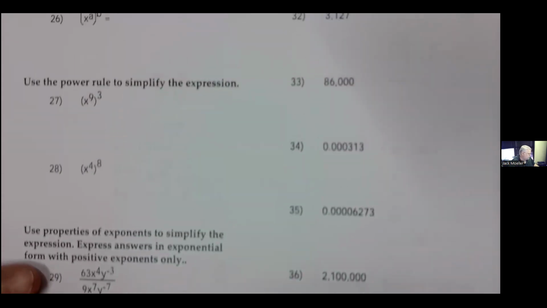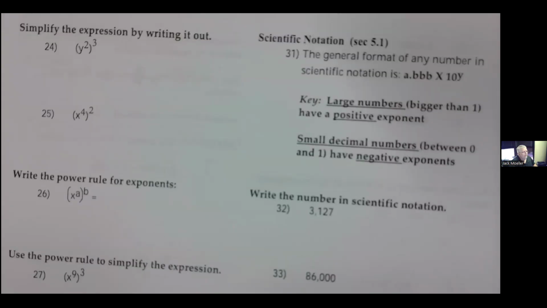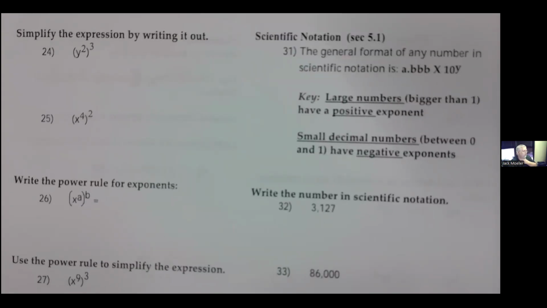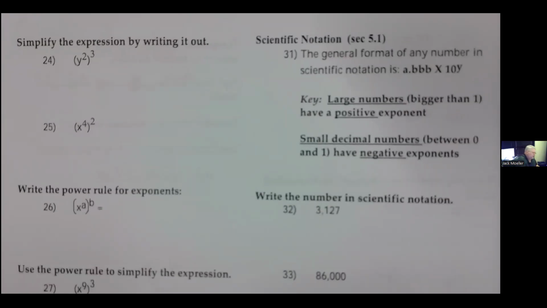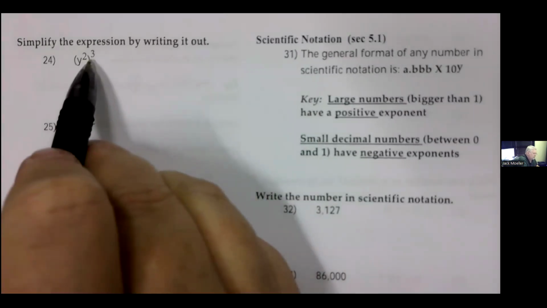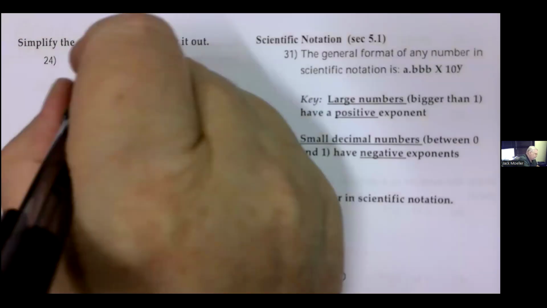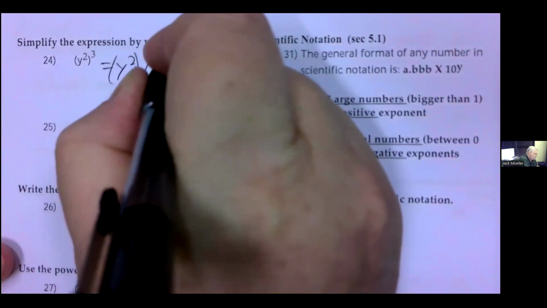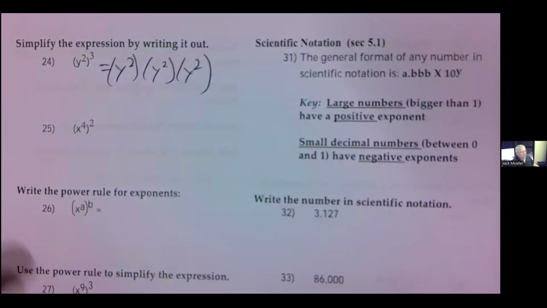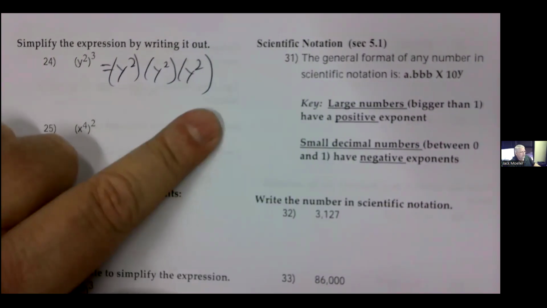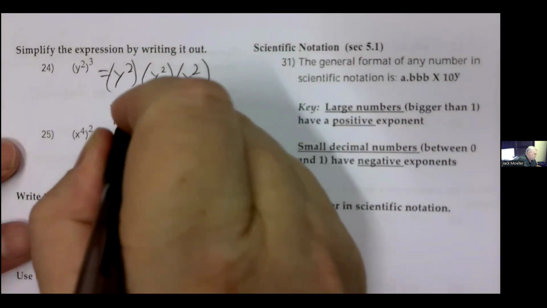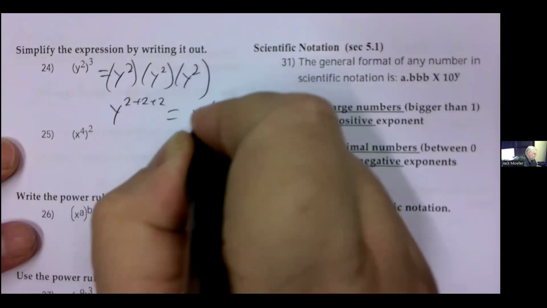Okay, so go to 24. So now we have y squared to the third power. Okay, so now we have a power raised to a power. Let's assume you don't know the shortcut. If you write it out, what does anything cubed mean? Well, it means that term times itself 3 times. So it's y squared, y squared, y squared. And so now how do we deal with that? Well, now we have the base multiplied. So we're just doing y to the 2 plus 2 plus 2, or y to the 6th.